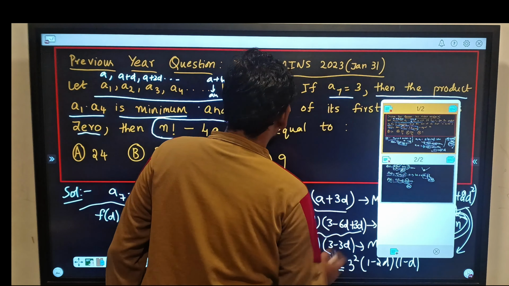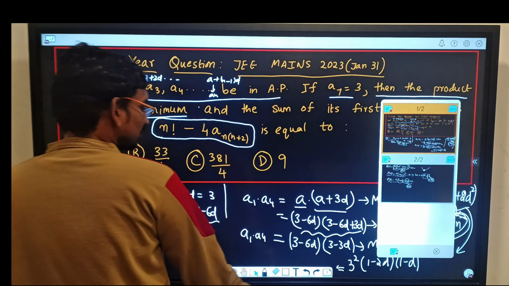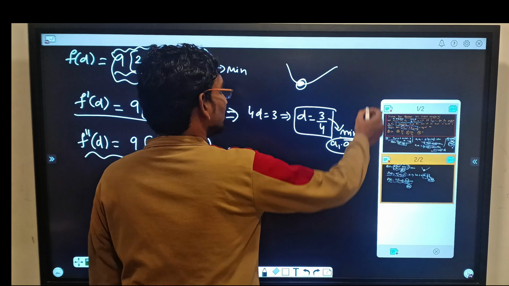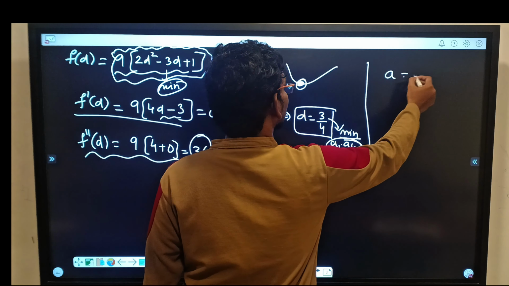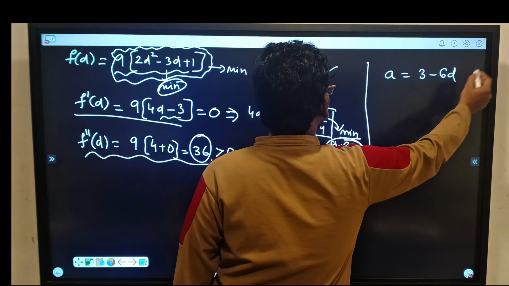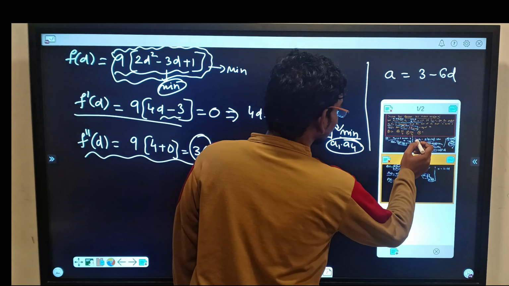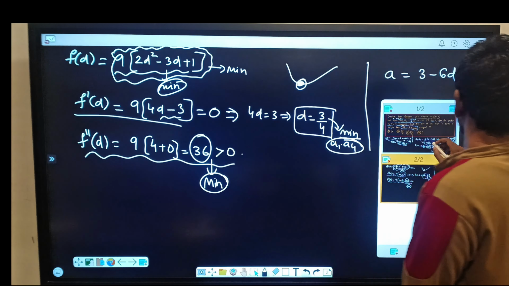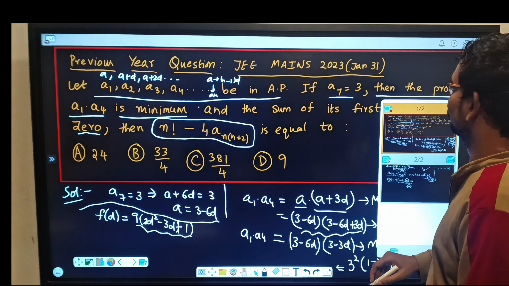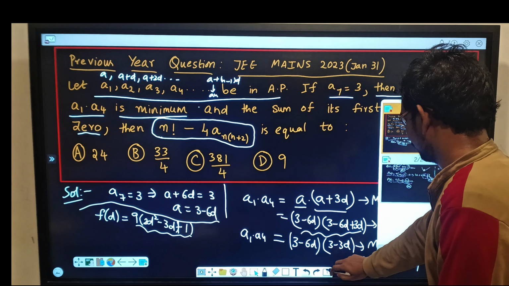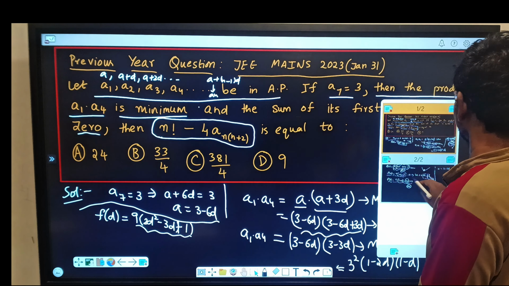In this question, A is how much? 3 minus 6d. So A is equal to 3 minus 6d. Correct? A equals 3 minus 6d.